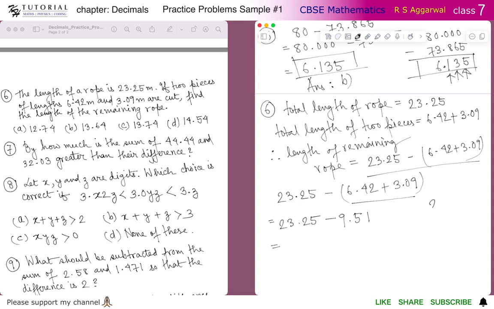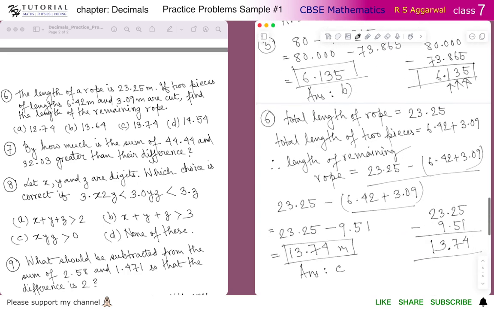So 23.25 minus 9.51, it becomes 4, 5, 7, 12, 10, 3 and 1. The decimal point will be over here. So 13.74 meter is the answer, the length of the rope remaining. So the choice is C. Okay, the choice is C.